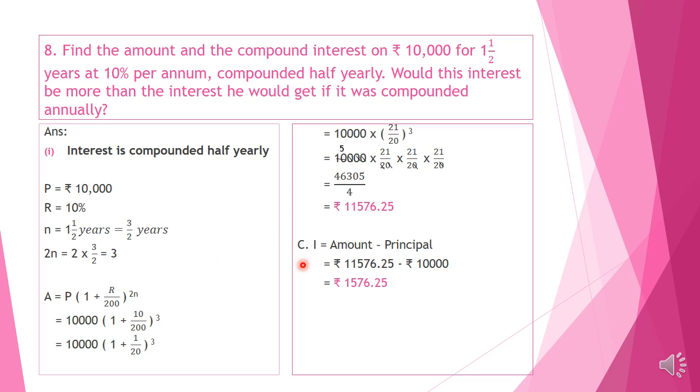And compound interest is equal to the formula amount minus principal. Amount we got 11,576.25 minus principal is 10,000 rupees. So subtracting time we get 1,576.25 rupees. Okay children. Now the next part, there is the interest we get based on annually, that we may do in the next part. Okay, then we have to find the difference also. We have to compare these two interest.